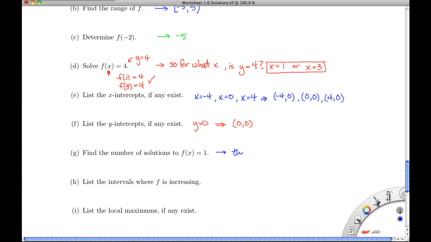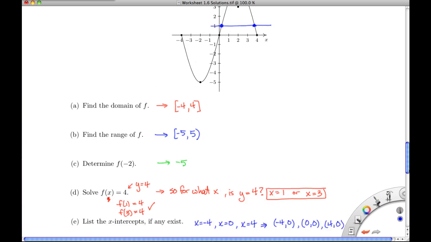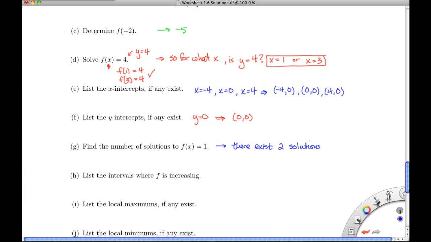So there exist 2 solutions. And those are, something like maybe a fifth and then 3 4/5. Who knows? We'd have to estimate that. But that's what we would say there.